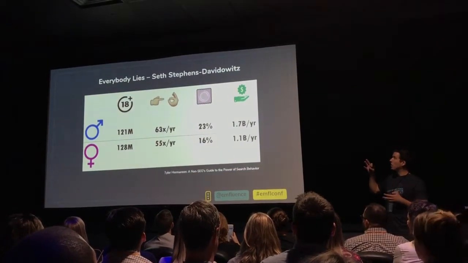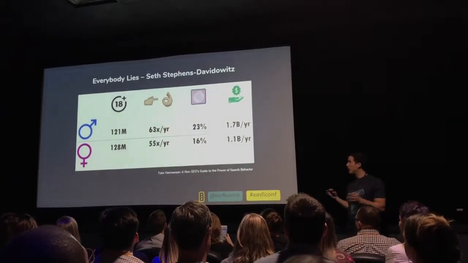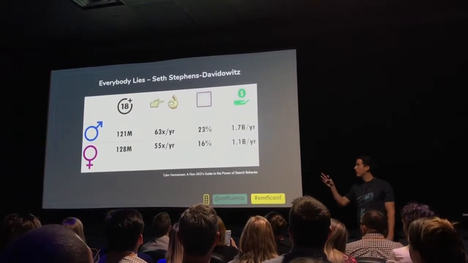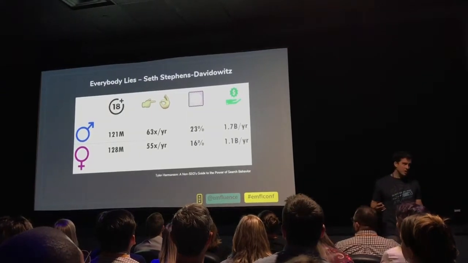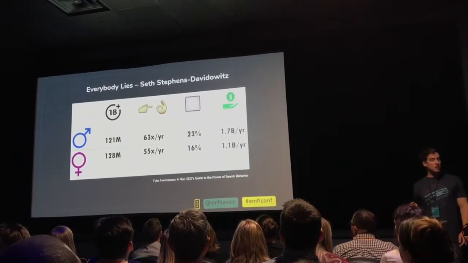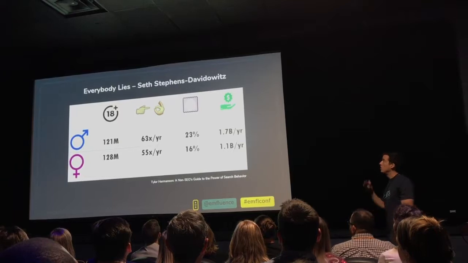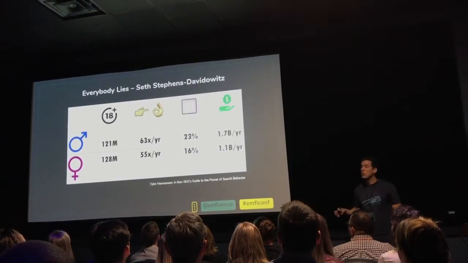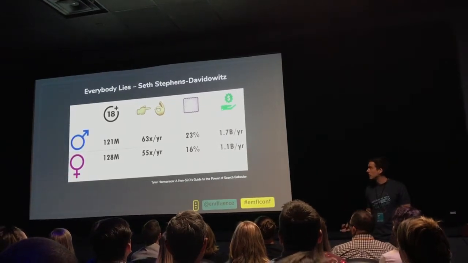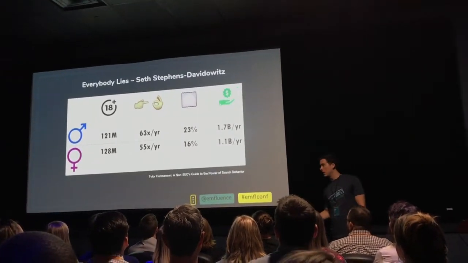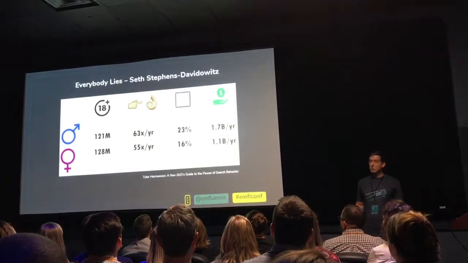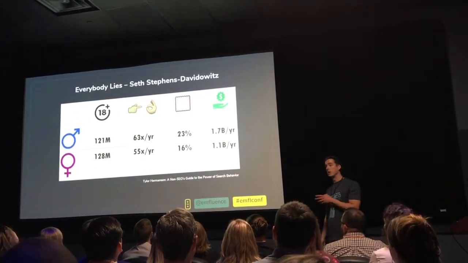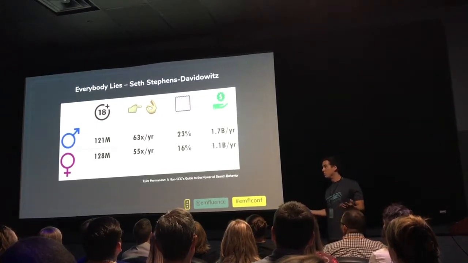So Seth pulled a bunch of survey data and found there's 121 million heterosexual men over the age of 18. They claim they have sex 63 times a year, claim to use a condom 23% of the time, which then would result in 1.7 billion condoms sold a year. There's 128 million heterosexual women in the United States, claim they have sex 55 times a year, claim they use a condom 16% of the time. That would result in 1.1 billion condoms sold a year. So that's a big discrepancy.